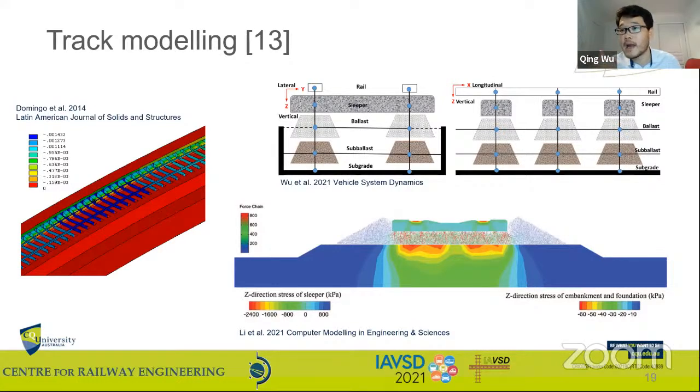And there are also other methods where they use a column, just like what they do when testing concrete. When they finish the concrete, they lift the mold, and then you will see the shape of that concrete. That can also validate your model.